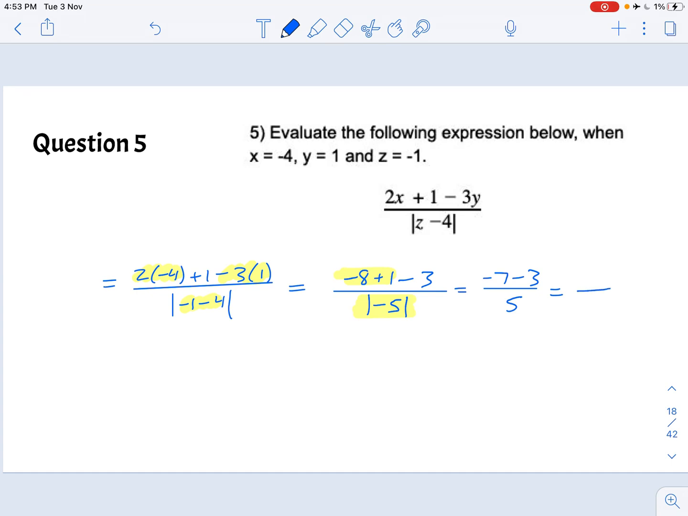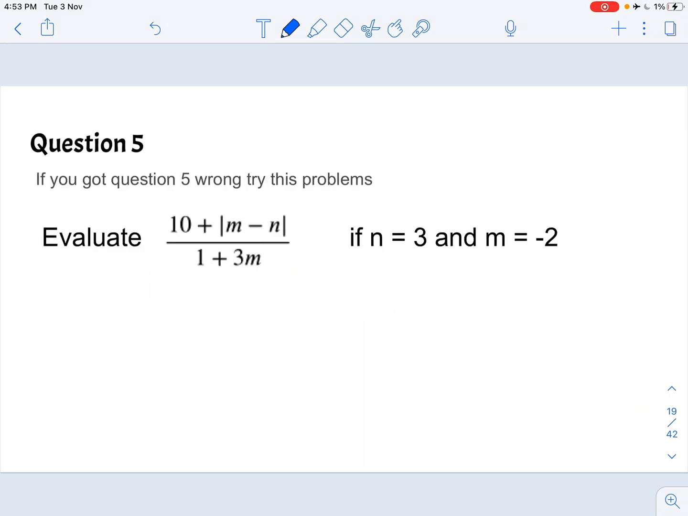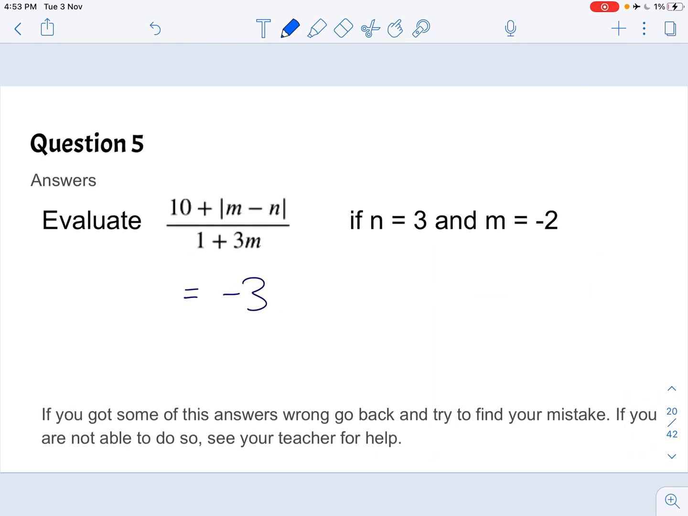Negative 7 minus 3 is negative 10 over 5. And negative 10 divided by 5 is negative 2. So if you got that question wrong, give this one a try. And the correct answer is negative 3.